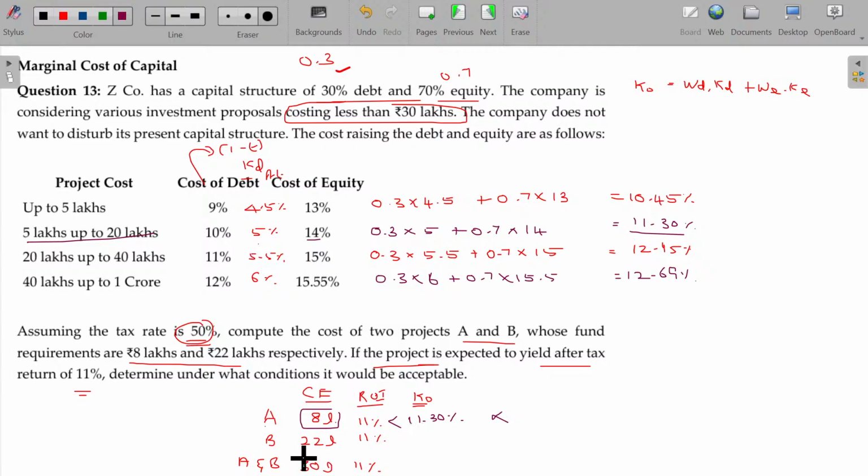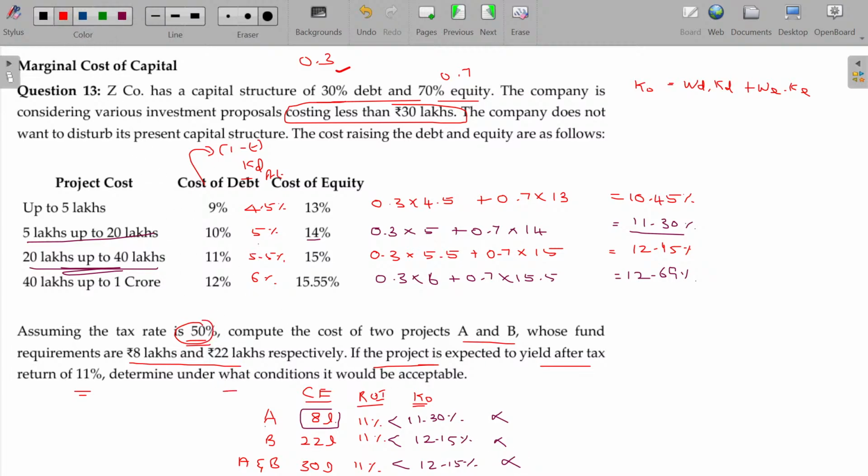What happens in case of B? It needs 22 lakhs, which falls between these two, at 12.15. If you choose B, you will be losing more. If you choose A, 0.3 will be the loss. If you choose B, 1.15 will be the loss. So then also it is rejected. If you choose both, the ultimate ROI is only 11, but you need 30 lakhs. 30 lakhs will cost 12.5%. Then also you are losing, so it should not be accepted.